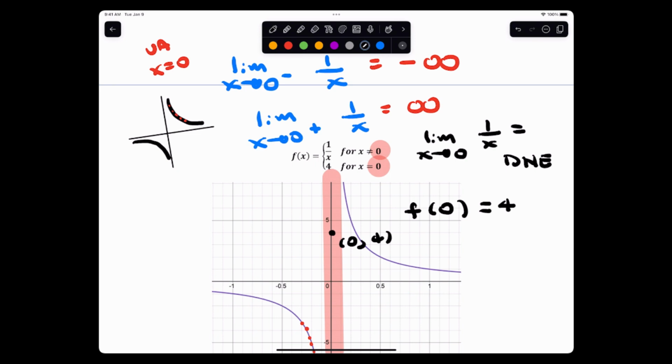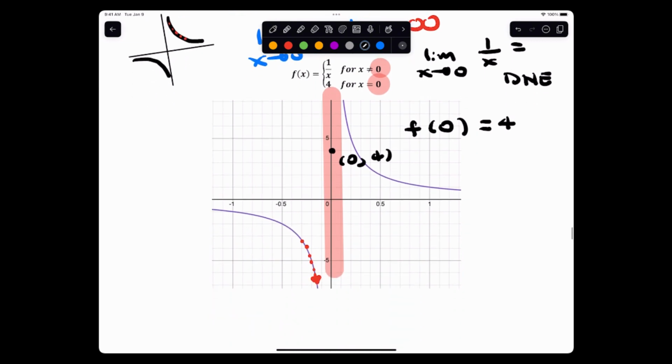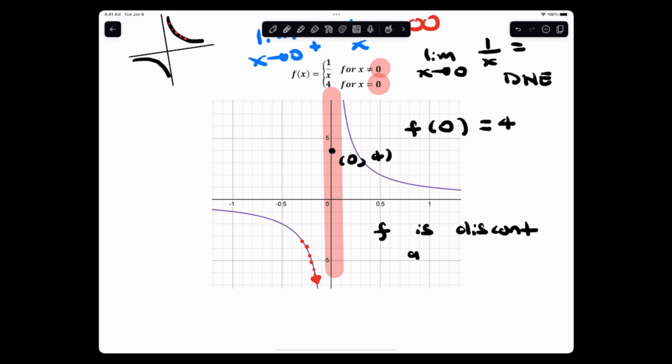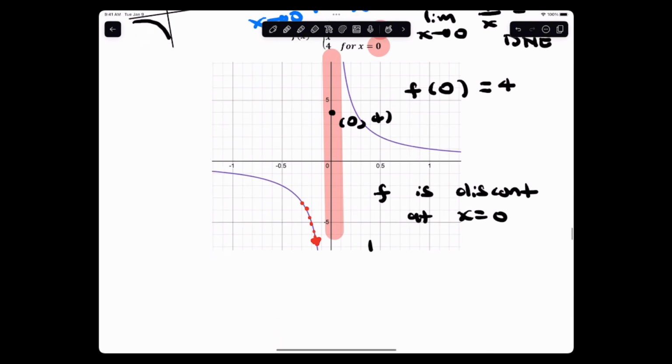No. F is still discontinuous at x equals 0. Do you guys know why? Because they may tell you, hey, explain why. Why is it discontinuous? Because the limit does not equal the value of the function.